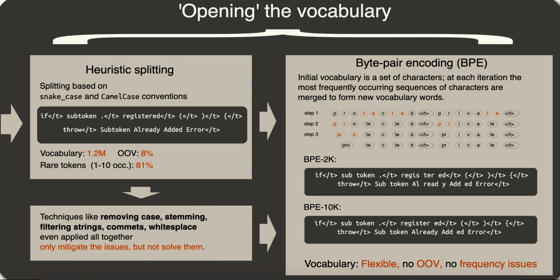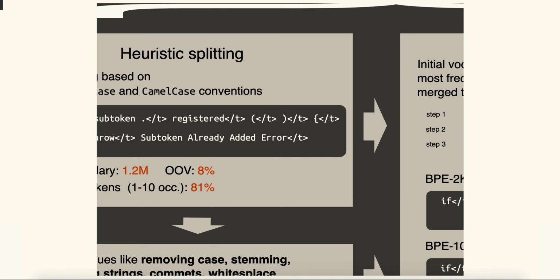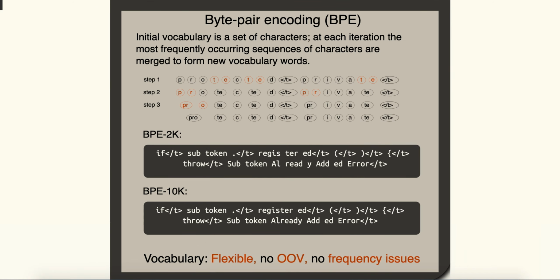We have analyzed a number of modeling choices, however most of them only mitigate the vocabulary issues, but do not solve them. One of them is splitting tokens by camel case and snake case conventions, which results in the drastic decrease of vocabulary size and OOV rate. However, the vocabulary size of around 1 million is still too large. An approach that meets our needs is byte pair encoding, BPE for short, which was used for the first time in machine translation by Sennrich and is now used in many state-of-the-art neural language models in NLP.